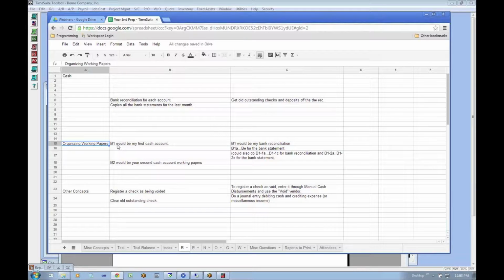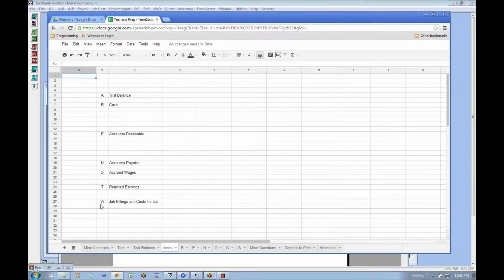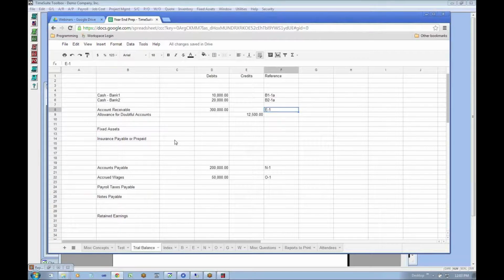The organization of your work papers, B1 would be your first bank account. This is just suggested, and maybe you want to use C or AA or whatever your CPA firm uses. This is just a sample index, and you might want to use the same index that your CPA firm uses. So if they send over a copy of the prior year working papers, the first thing you would expect to see is an index showing the organization of those work papers.